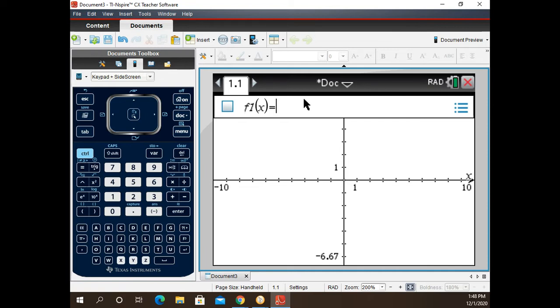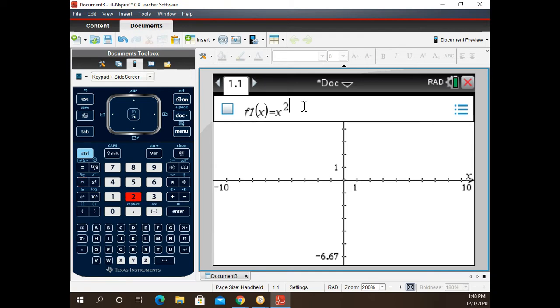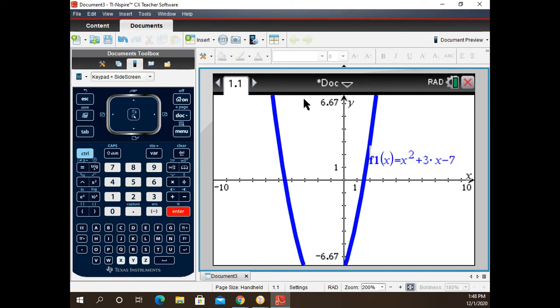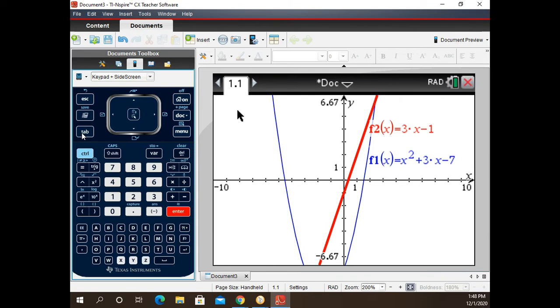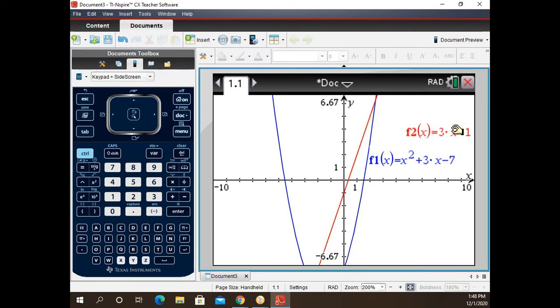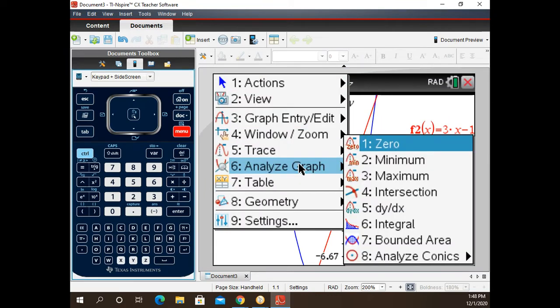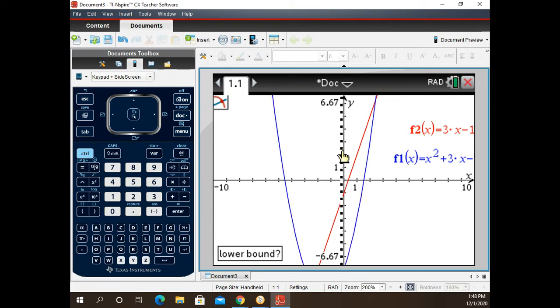So we've got y equals x squared plus 3x minus 7 is that first equation. And then I'm going to hit that tab key to pull up my entry line again, and our other function is 3x minus 1. So I've graphed my system here, and my solutions will be my intersection points. If I look for my intersection points, I can see one right about here. So I'm going to hit Menu, go down to Analyze Graph, and have this find me that intersection point.